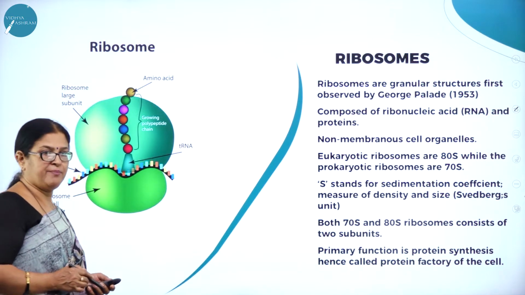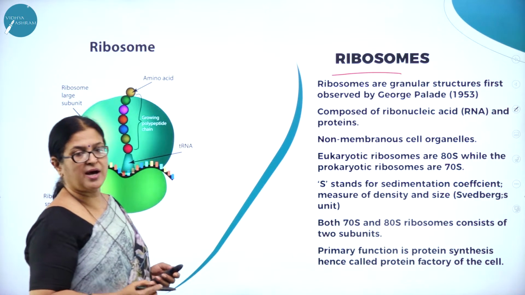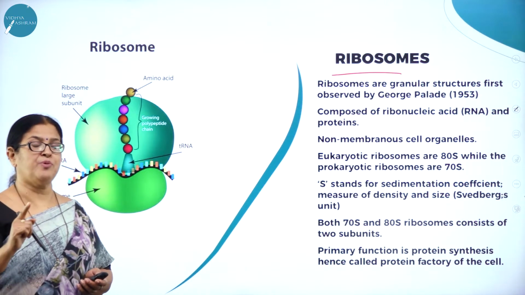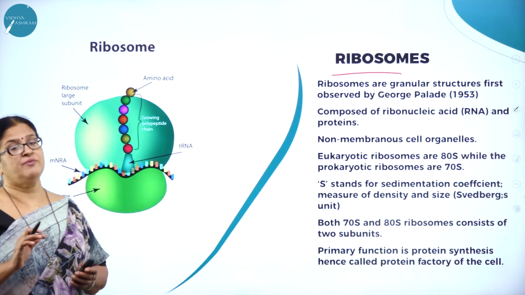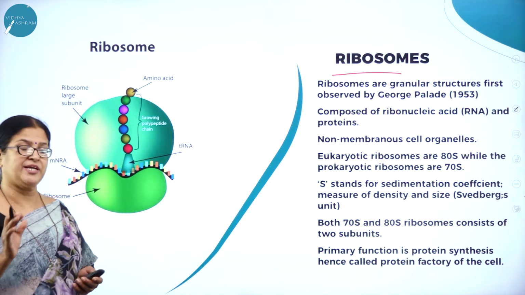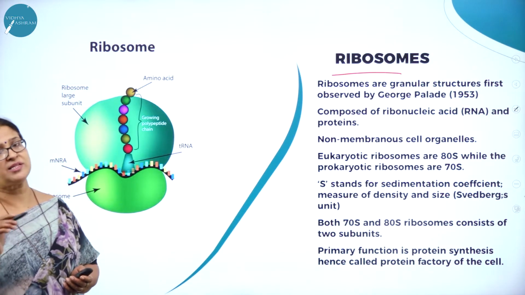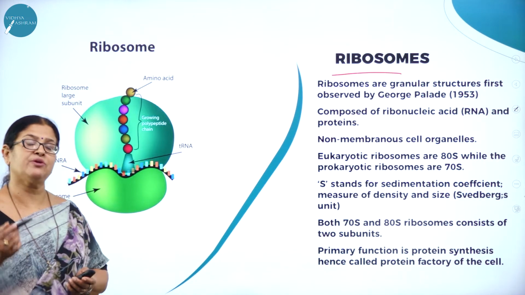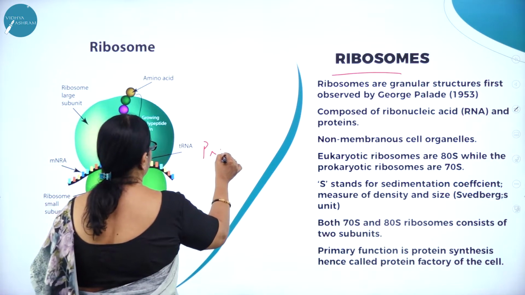Moving on to the next very important cell organelle, ribosomes. All of us know how important ribosomes are. When we differentiate a prokaryotic cell from a eukaryotic cell, one very important point is the presence or absence of ribosomes. A prokaryotic cell will not have a definite membrane-bound nucleus, and all the cell organelles are absent except for ribosomes. In a eukaryotic cell, there is a membrane-bound nucleus as well as all the cell organelles along with ribosomes. We know ribosomes are nothing but the protein factories.